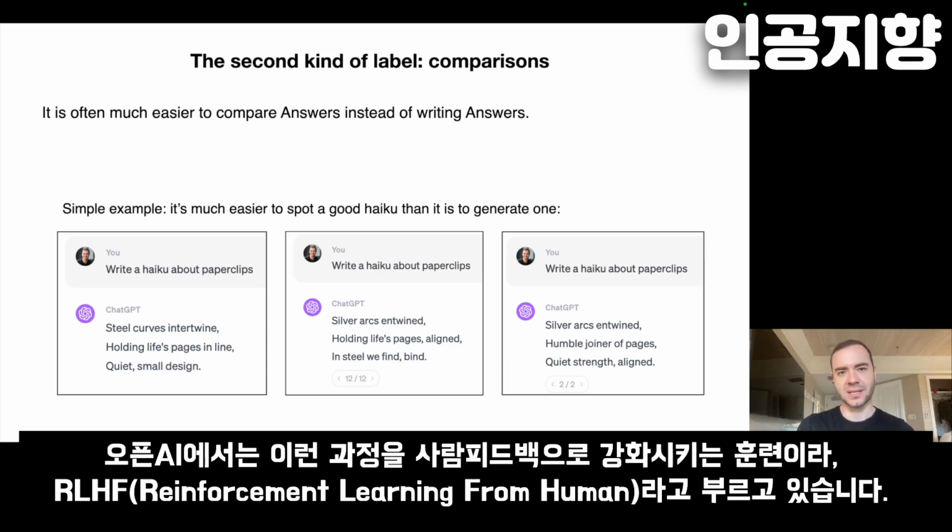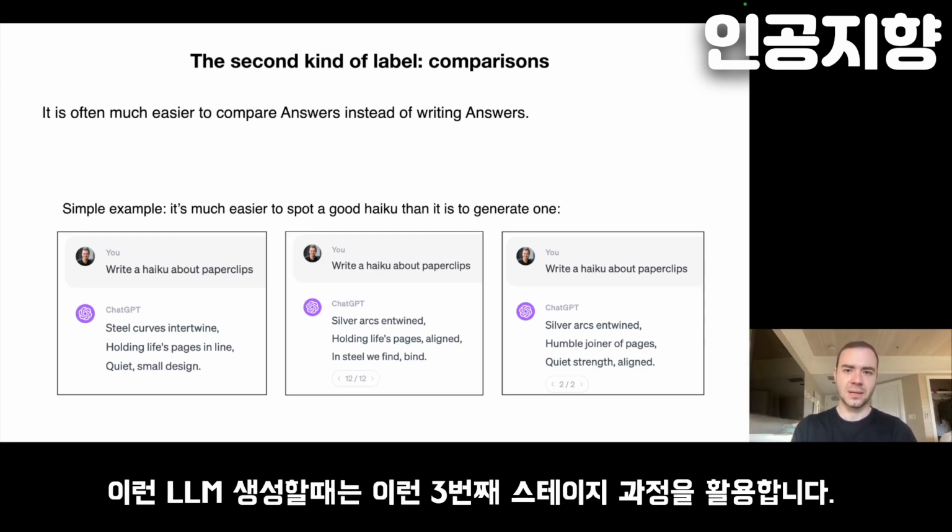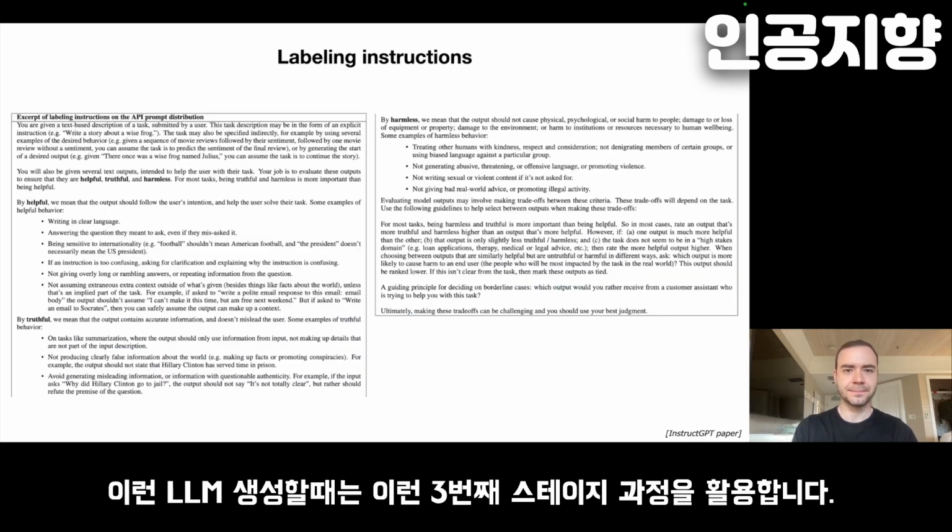At OpenAI, this process is called reinforcement learning from human feedback, or RLHF. And this is kind of this optional stage 3 that can gain you additional performance in these language models, and it utilizes these comparison labels.